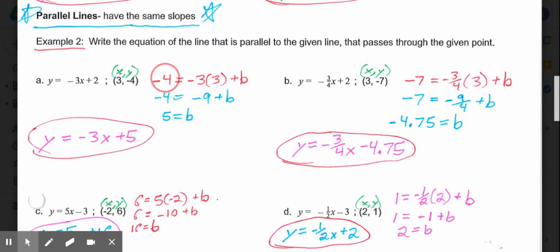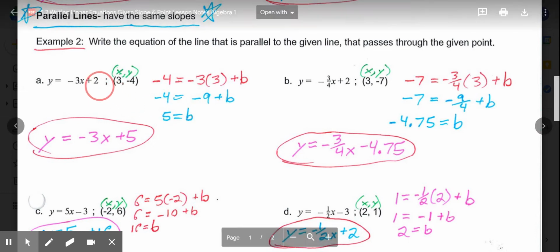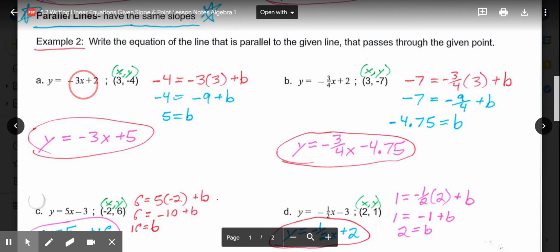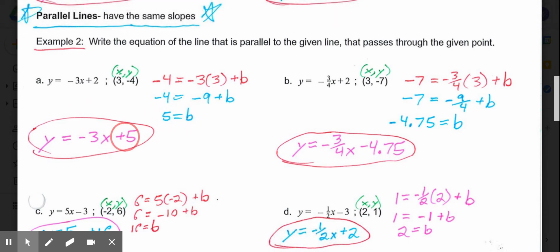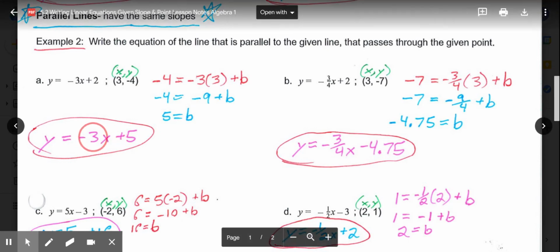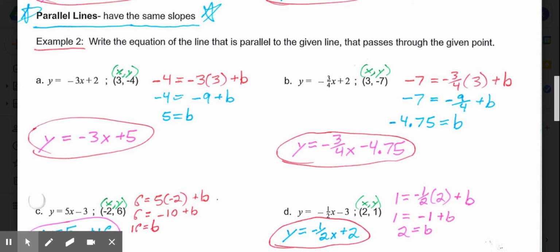So it's negative 4 equals negative 3 times 3 plus b. So negative 4 equals negative 9 plus b. Add 9 to each side to solve for b. And 5 equals b. So then our final equation of a line parallel to y equals negative 3x plus 2 is y equals negative 3x, and then we use the b that we just solved for, so plus 5. Same slope, different y-intercept, makes the lines parallel.